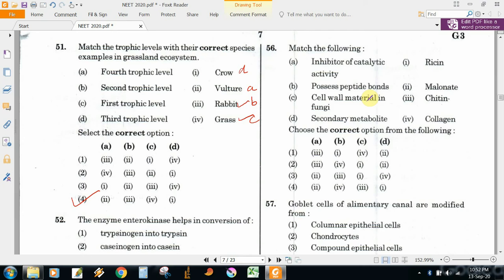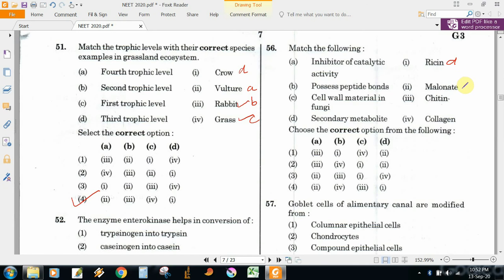Next is cell wall material in fungi and secondary metabolite. Right. So ricin, as we all know, is a secondary metabolite. So we got one over here. And malonate, yes, exactly. It is an inhibitor of catalytic activity. I don't remember which, but however, it is an example of an inhibitor of catalytic activity. Yeah, exactly. It is succinate dehydrogenase.